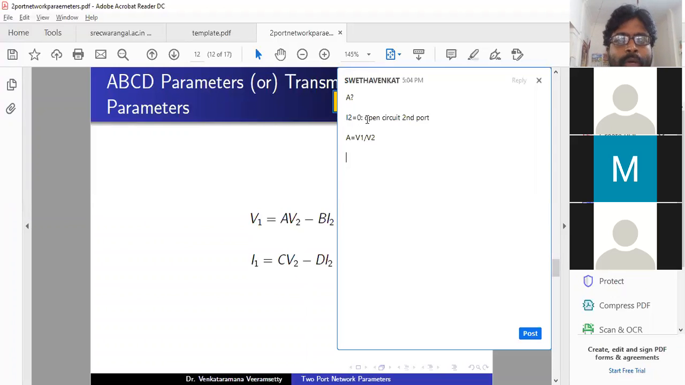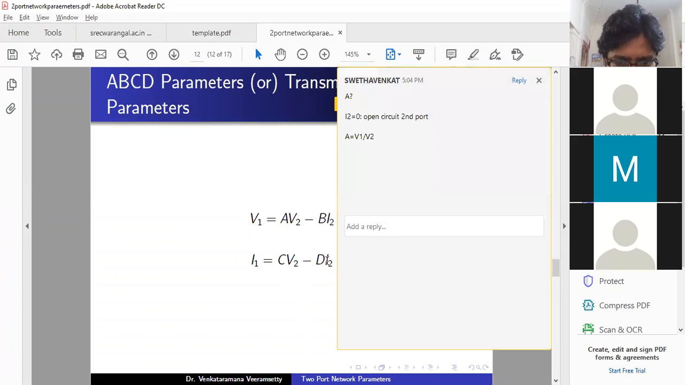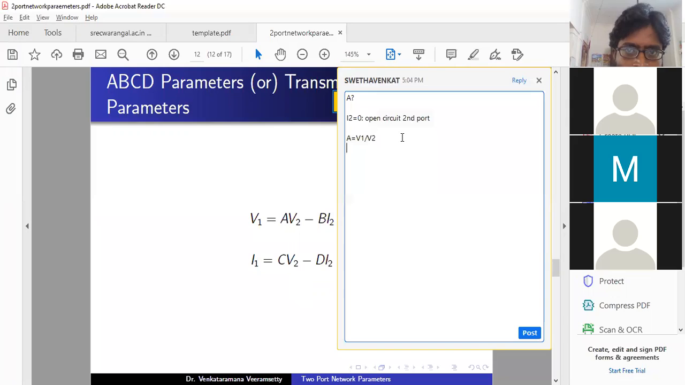Similarly, with I2 equal to 0, or open circuit at the second port, we are able to calculate C also. Because when I2 equals 0, the second equation becomes I1 equal to C into V2, so C equals I1 by V2. That means if you want to calculate the A and C parameters, you have to open the second port and measure the voltage V2 across the second port, and also measure the current I1. After measuring I1 and V2, calculate A, which equals V1 by V2, and calculate C, which equals I1 by V2.